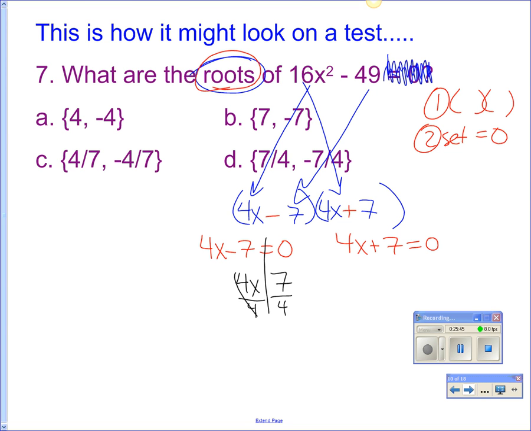Does 7 divide by 4? No, it's just a fraction. Look up here at your answer choices. Which one has 7 over 4 as an answer? D. Now look, D also has another answer. What other answer do they have? If I worked this one out, look what happens. Positive 7 becomes, and then what do you have to do last? That's where the negative 7 over 4 comes from. Okay.